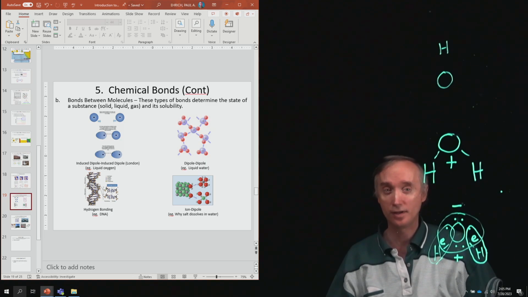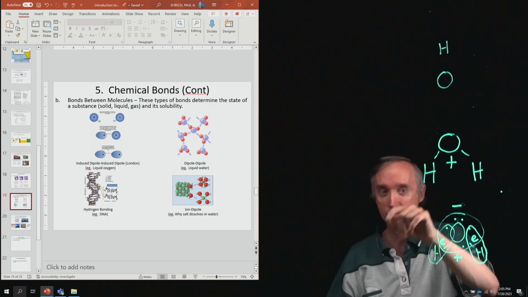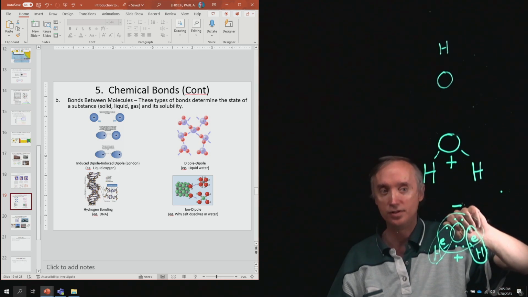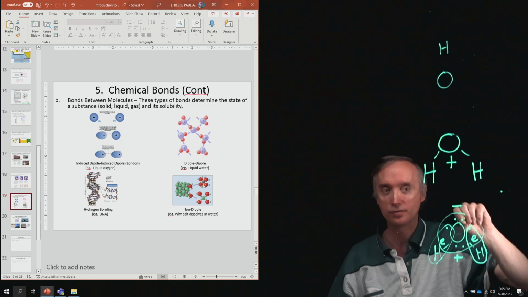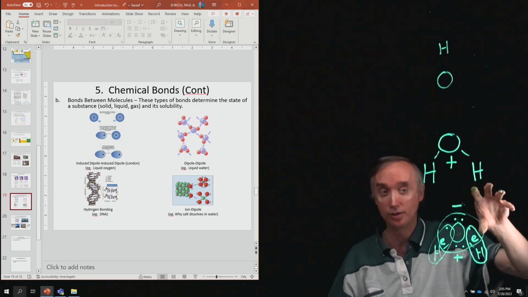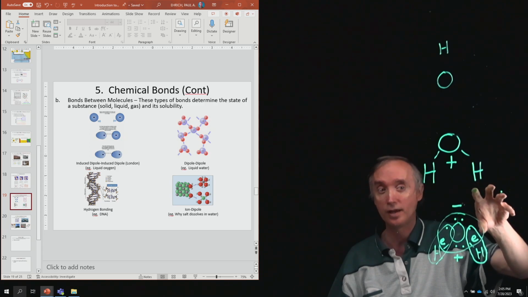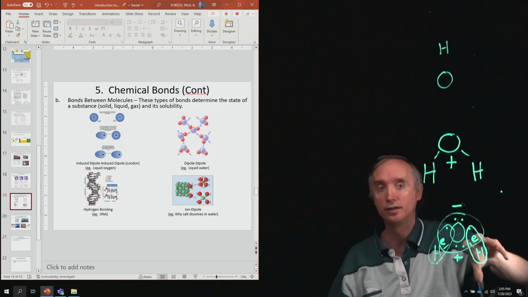Another interesting thing, you can see it in that picture there, is as you decrease the temperature of the water, you know that water changes first from a gas to a liquid, and then from a liquid to a solid.